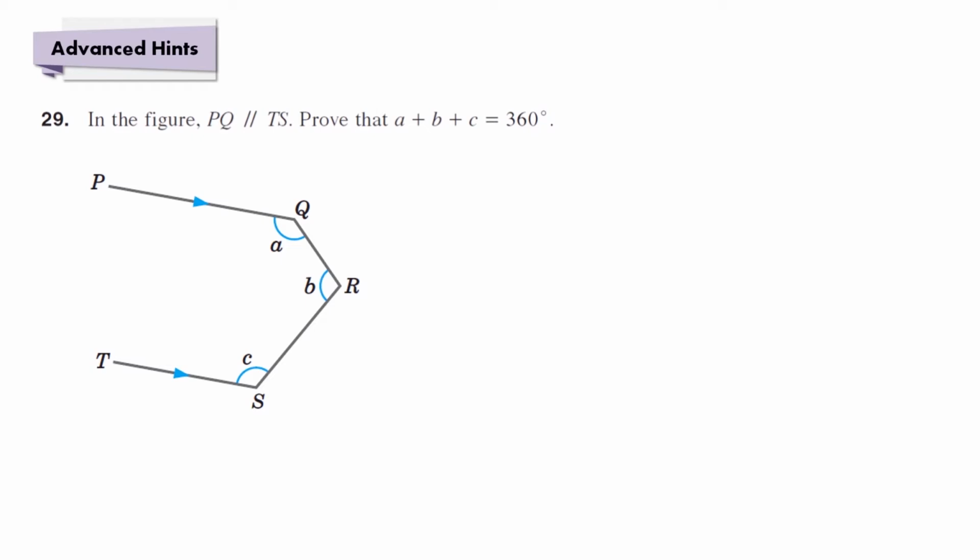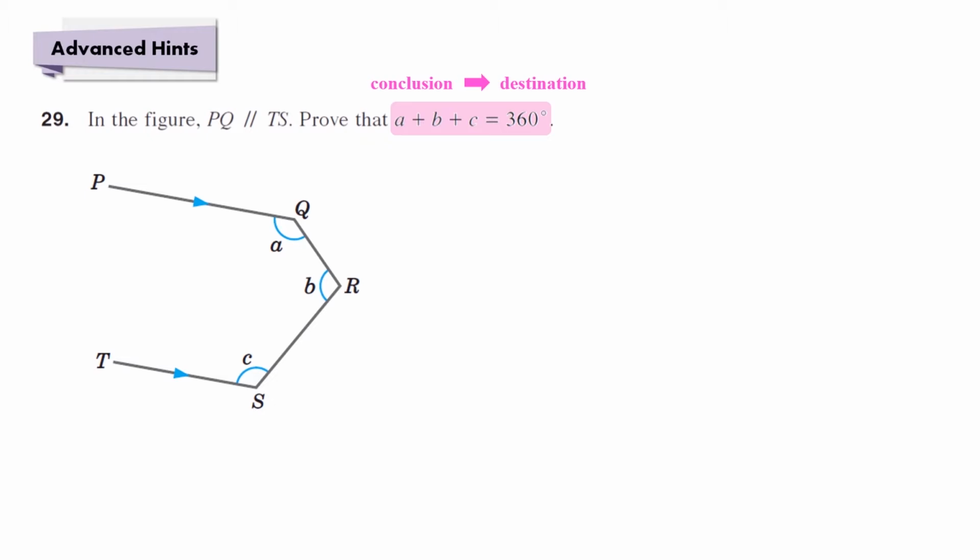In question 29, our target is to prove A plus B plus C equals 360 degrees. Here are the angles A, B and C, respectively. Note that, when we are going to prove something, the conclusion must appear at the destination of our proof. We will not start our proof by writing down A plus B plus C equals 360 degrees at the beginning. Let me show you how to prove it.